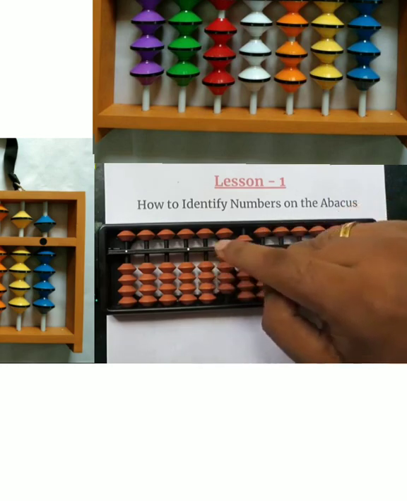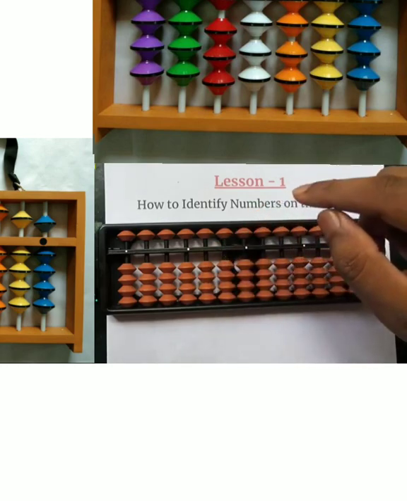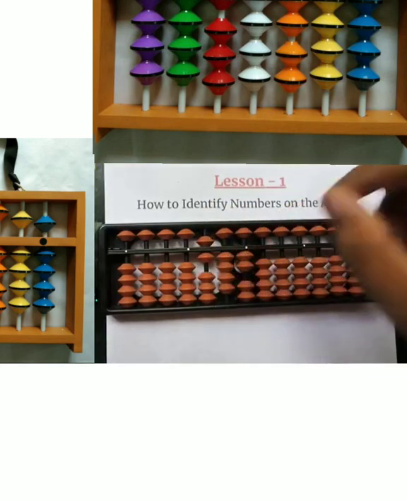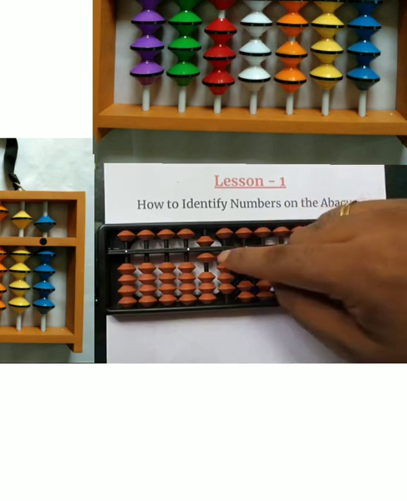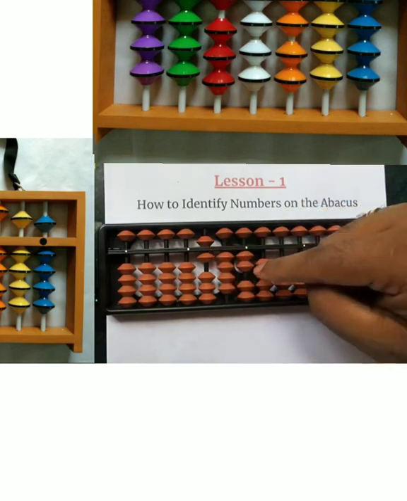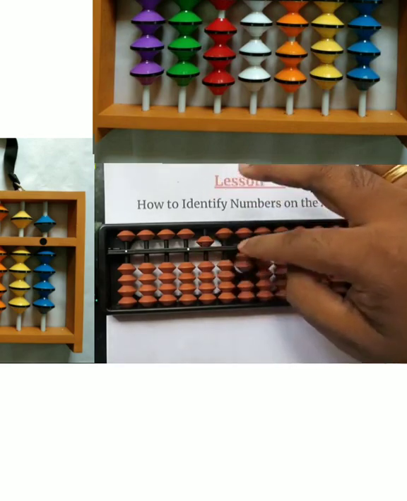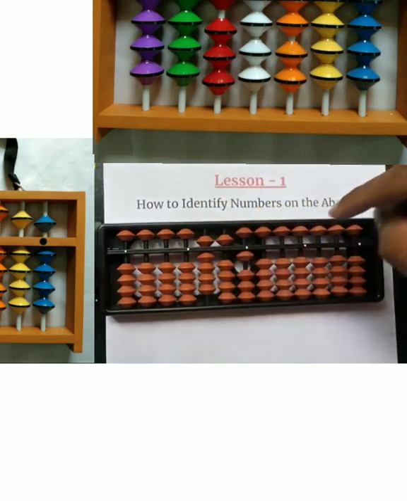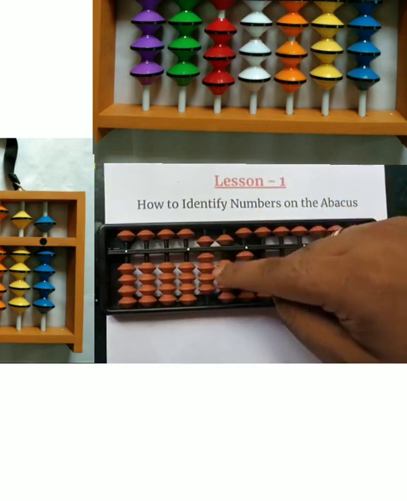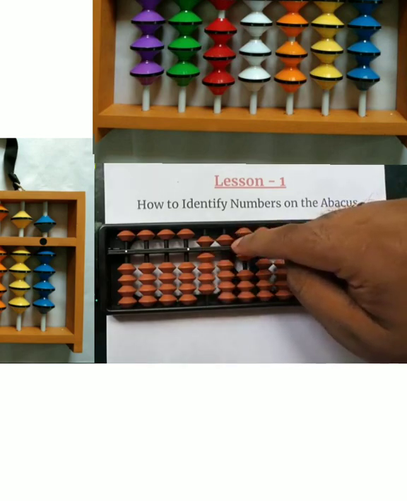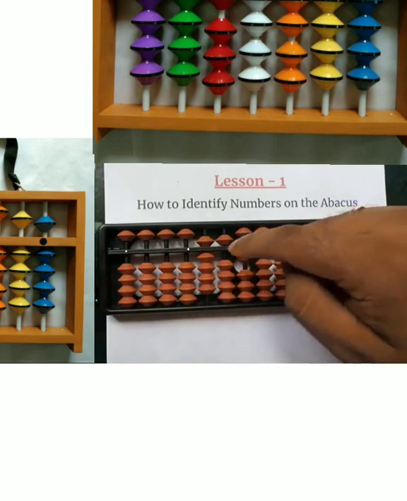Okay, let's take a couple of more examples quickly. Now this number will be 600. Okay, 6 on the hundreds place, 4 on the tens place, and 2 on the units place. So this is 642. And this number will be 951. Okay, 9 on the hundreds place, 5 on the tens place, 1 on the units place.